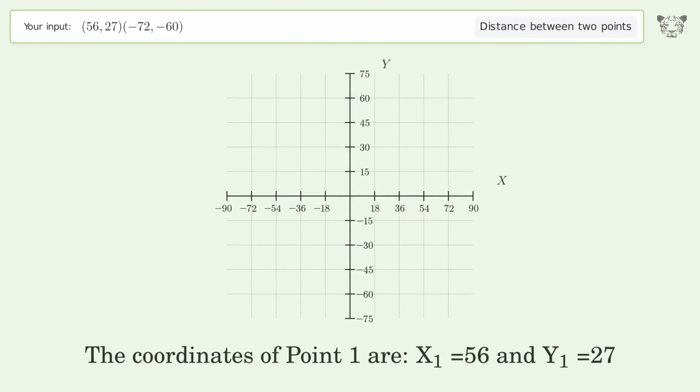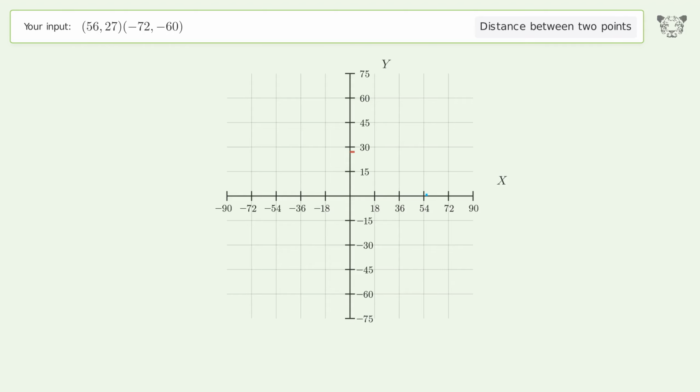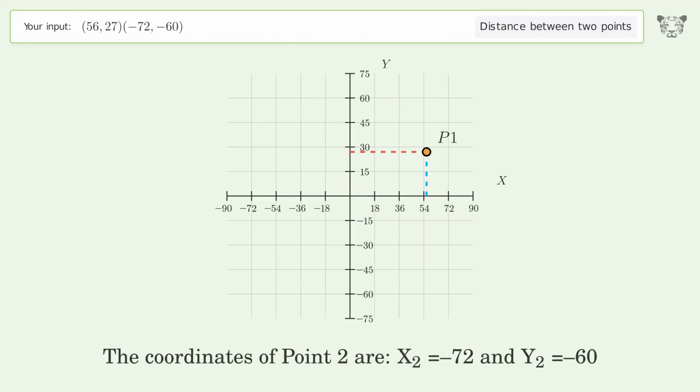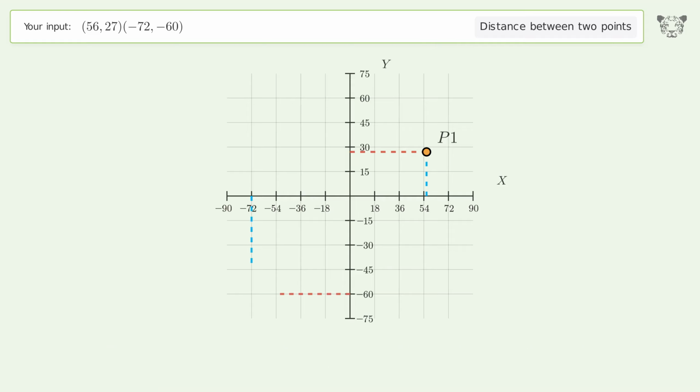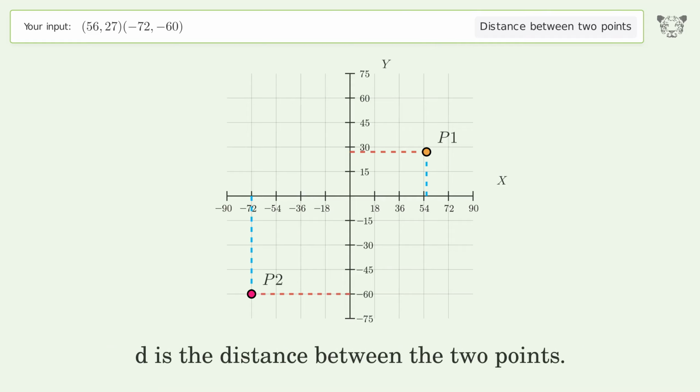The coordinates of point 1 are x1 equals 56 and y1 equals 27. The coordinates of point 2 are x2 equals negative 72 and y2 equals negative 60. D is the distance between the 2 points.